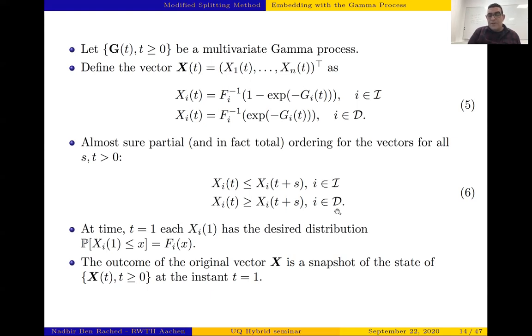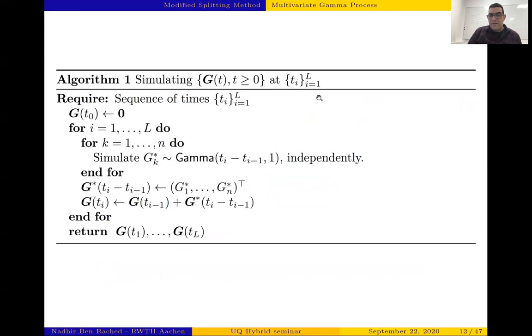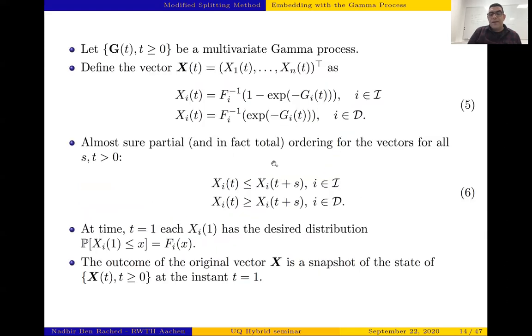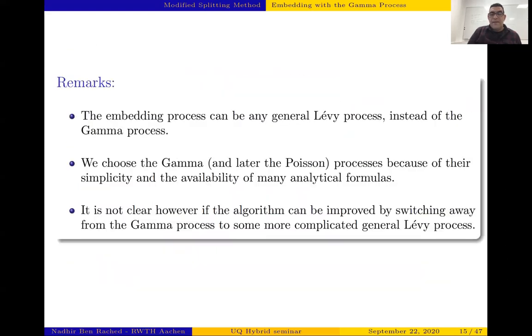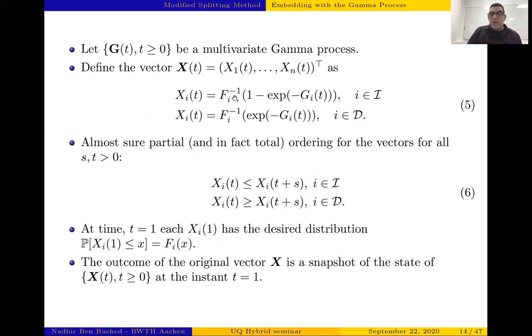Another important consequence of equation 5 is that at time t equal 1, given that gi of 1, we come back here, it is a gamma process with shape parameter 1, then it's an exponential. It is an exponential random variable. Then we know that xi of 1 will have the desired distribution with CDF Fi of x. This is very important to understand, and this is the same when i is in D.